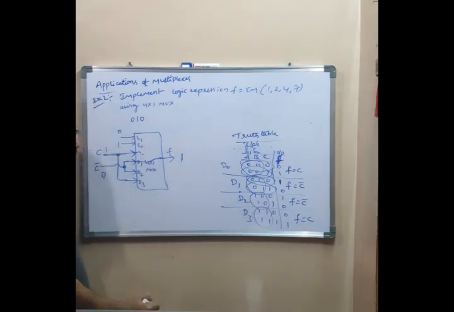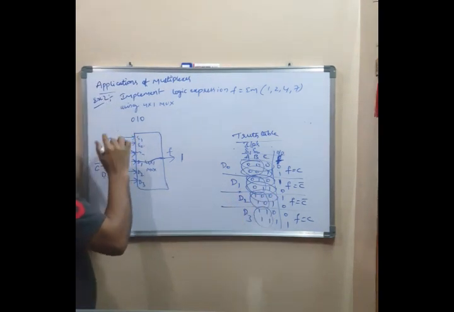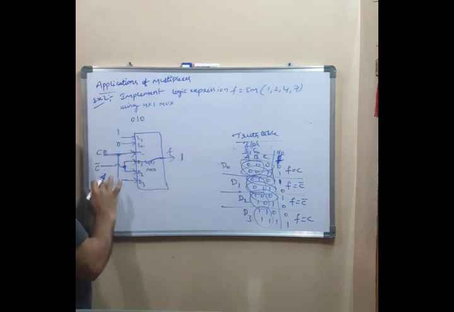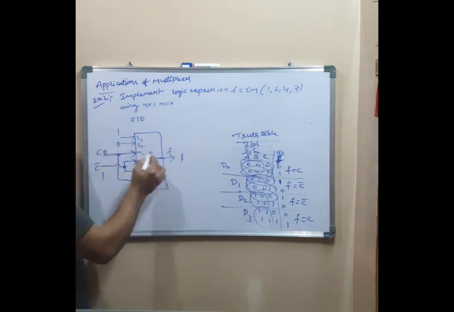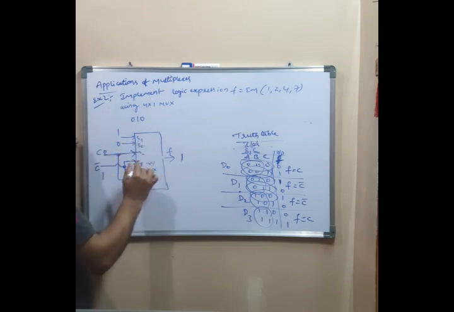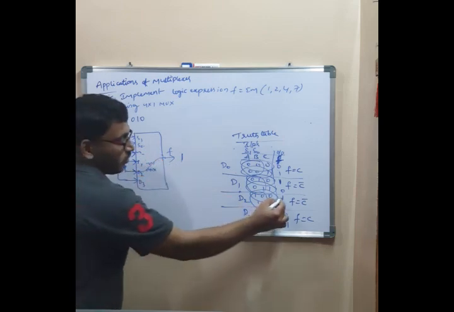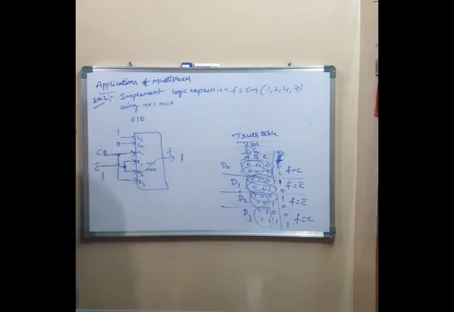So, for the next combination 1, 0, 0. This is 1, 0, 0. This C complement will become 1. When S1 is 1, S0 is 0, D2 is selected to the output. So D2 is connected to 1. Got it? In this way, you can implement the given Boolean functions using 4 into 1 mux or other problems.